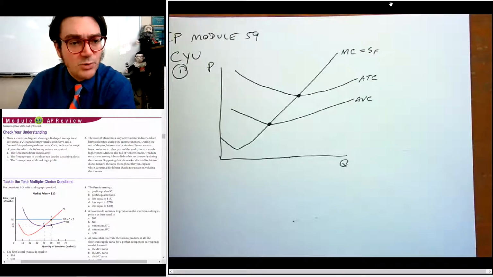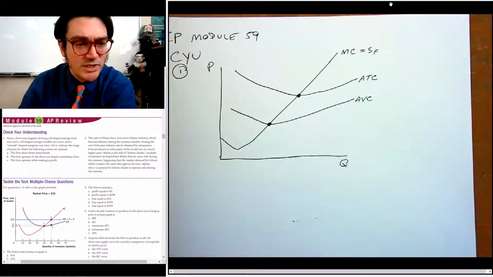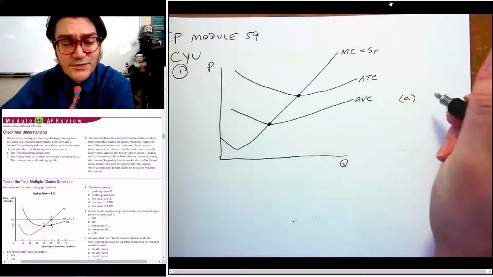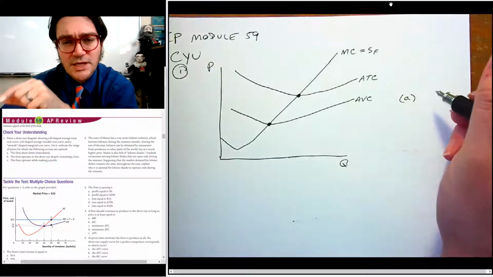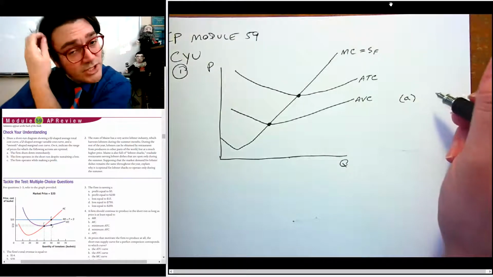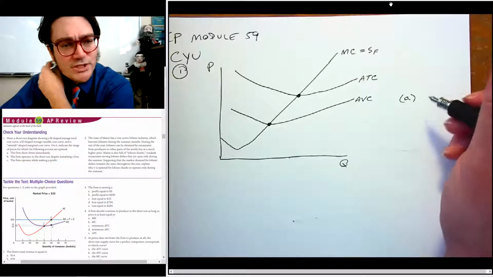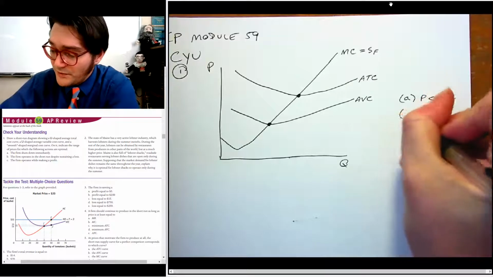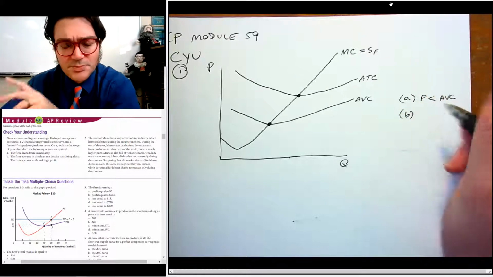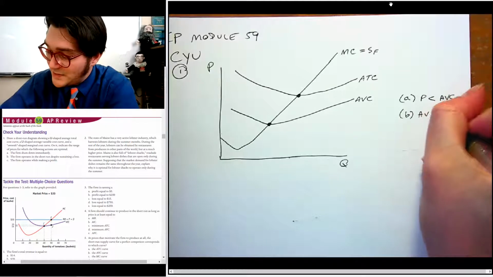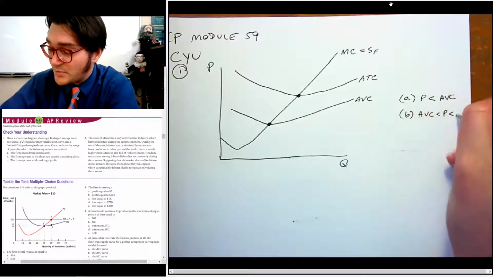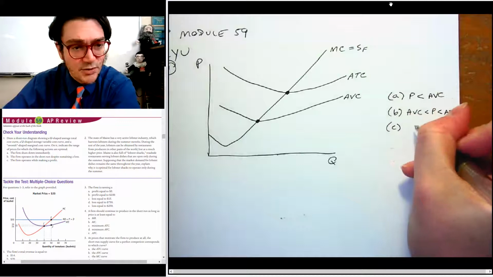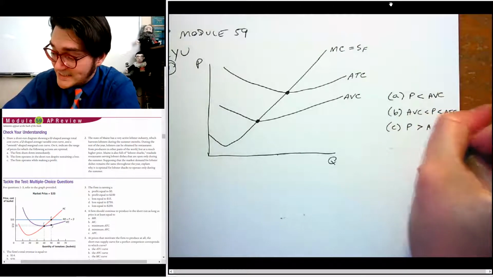Now, the firm operates while making a profit, shuts down immediately, and operates in the short run despite a loss. So those are different circumstances. For part A, it's useful to think about the relationships among price and the other two cost curves. We know that if the firm shuts down immediately, that means the price is below the AVC. For B, they'll operate in the short run despite a loss. That means the price is bigger than AVC, but the price is still less than ATC. And for the third condition, they're earning a profit. That means price is bigger than the ATC.